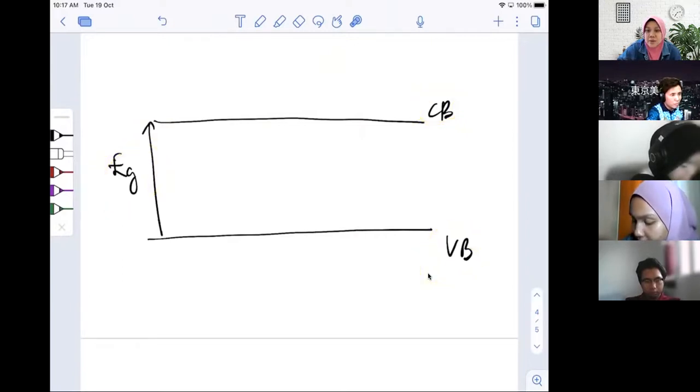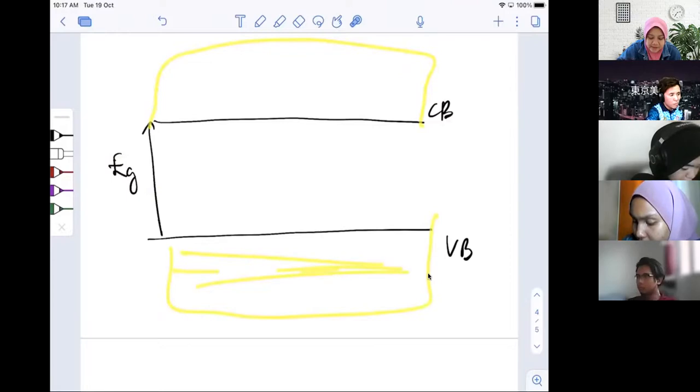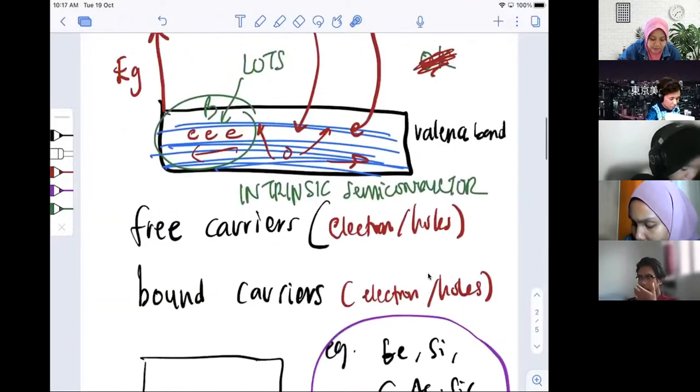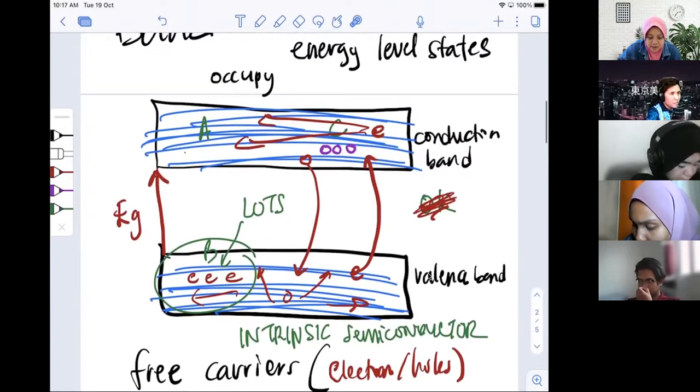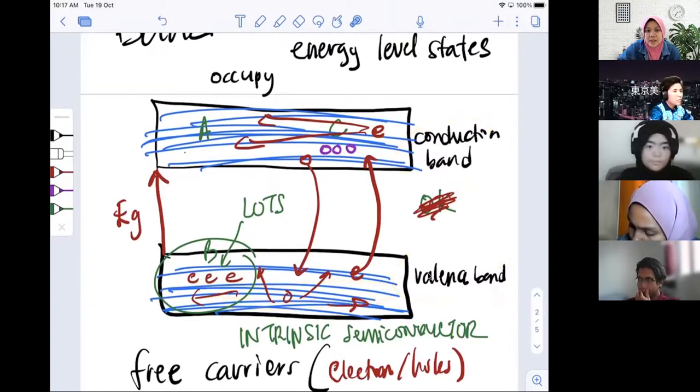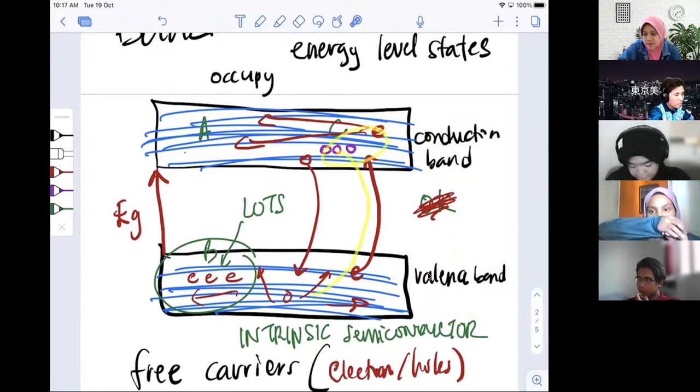Now, I told you in the previous class that in the bands there are a lot of energy states. In each of the conduction and valence bands, there are a lot of energy levels, right? But in the valence band, all the energy levels are filled with electrons, and in the conduction band, all the energy levels are filled with holes. Therefore, they cannot move. In order for them to move, the electrons need to go to the conduction band, and the holes need to go to the valence band to move freely.